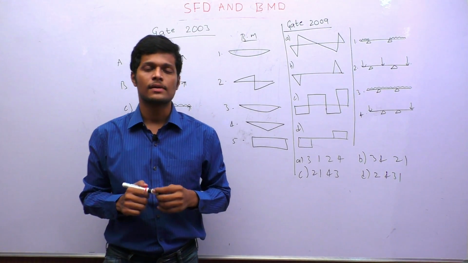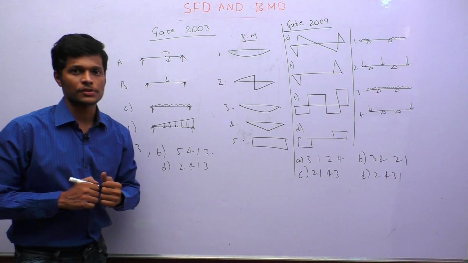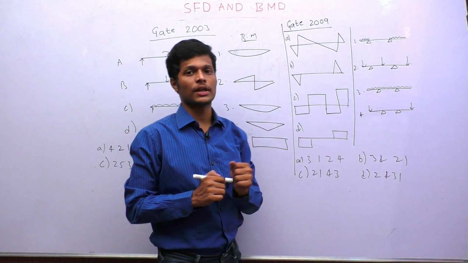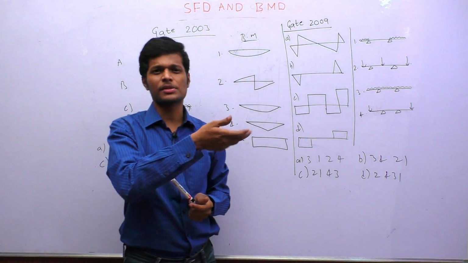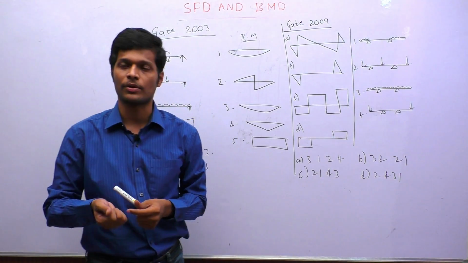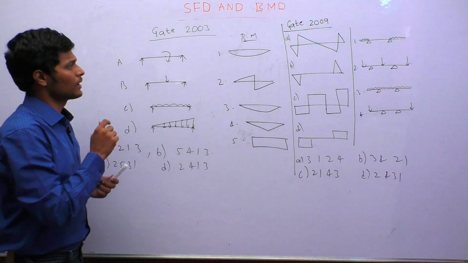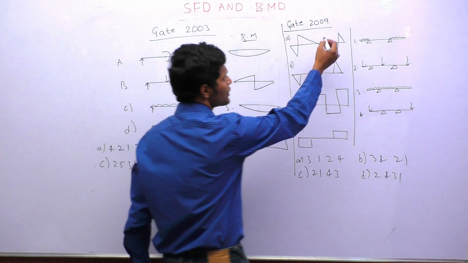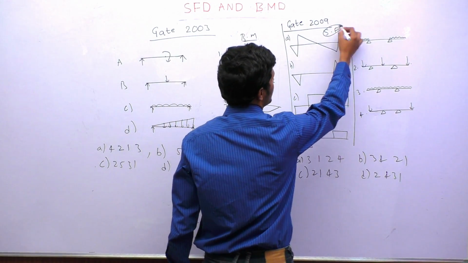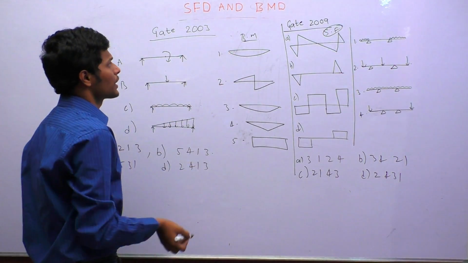Now we shall see some previous GATE questions. Okay, so one question from 2003 GATE and one question from 2009 GATE, both are 2 marks questions. We can see it is a match the following. So apart from this, still there are many questions which you can solve by yourself. So as a model, I will solve this. So here in the GATE questions, one question is based on bending moment diagram and one question is based on shear force diagram. Okay, so for both examples I have taken 2003 and 2009.